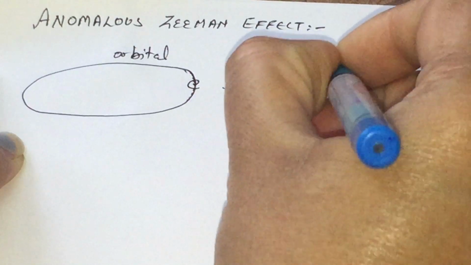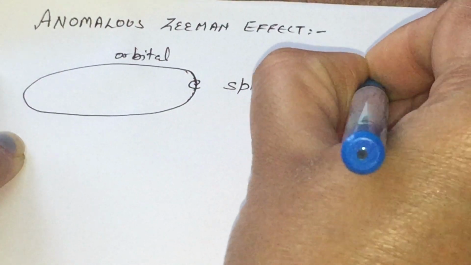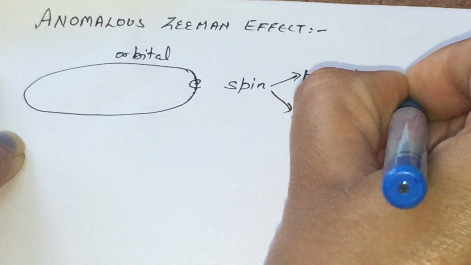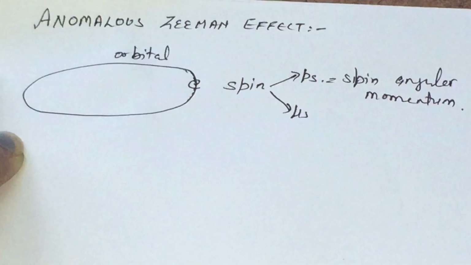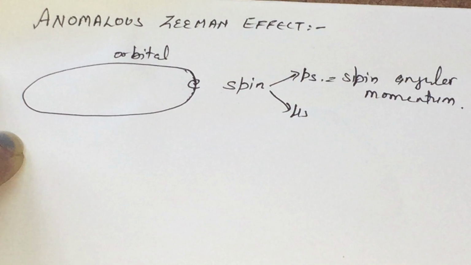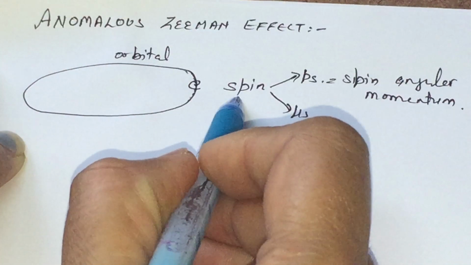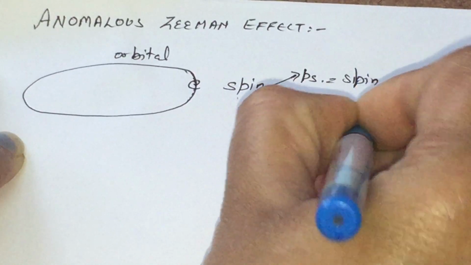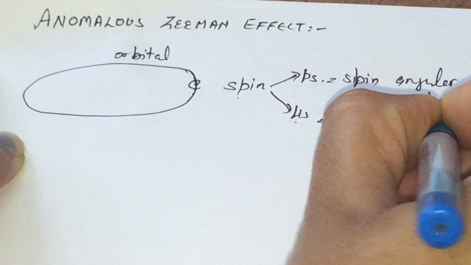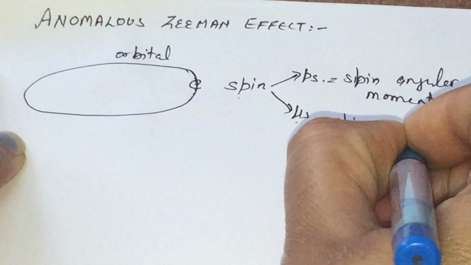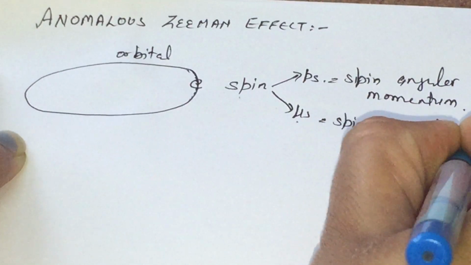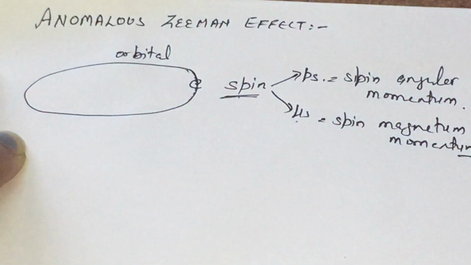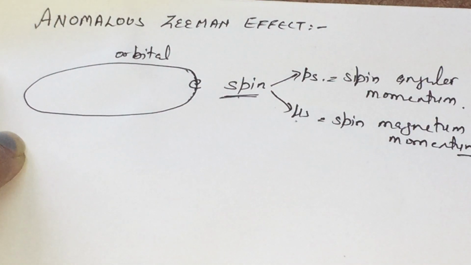One is the spin angular momentum, that is the mechanical momentum, which describes the mechanical motion of the electron in the spin motion, and another is the spin magnetic momentum, that is the magnetic field produced by the motion of the electron when it is giving its spin motion.